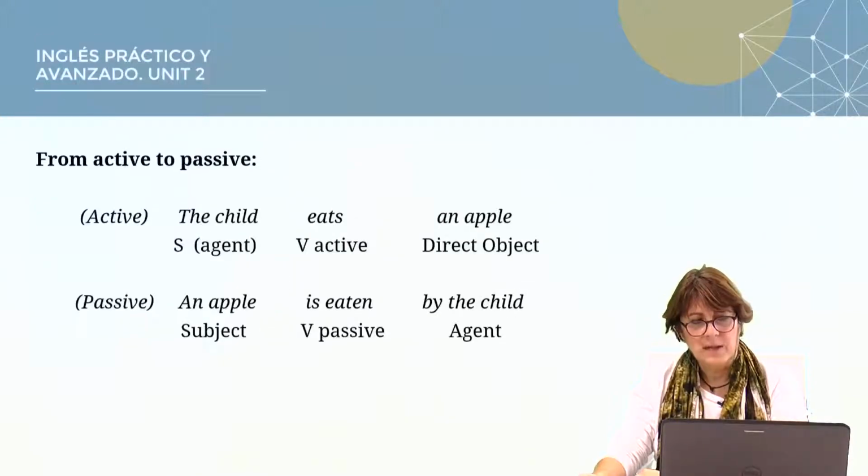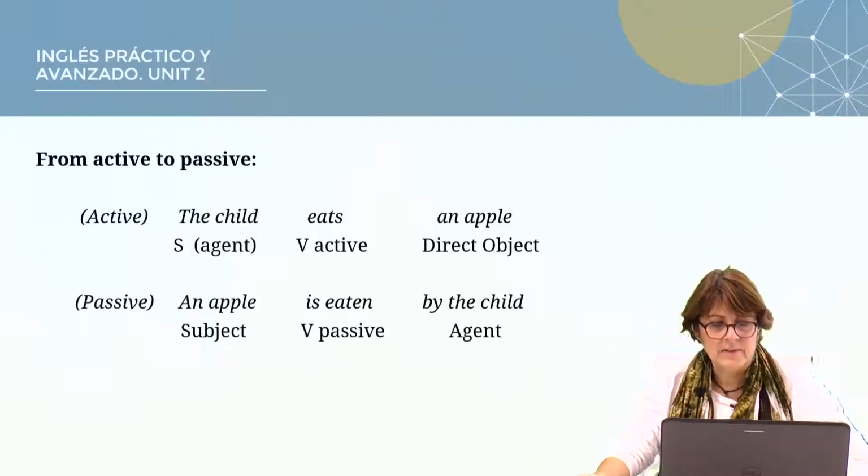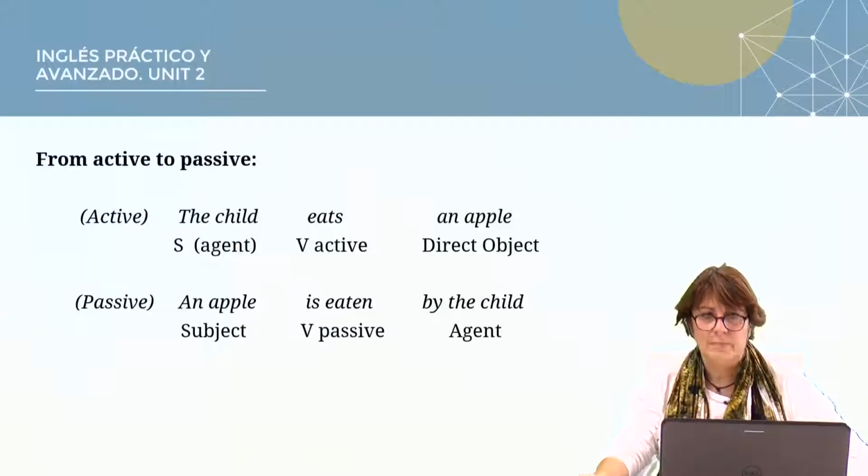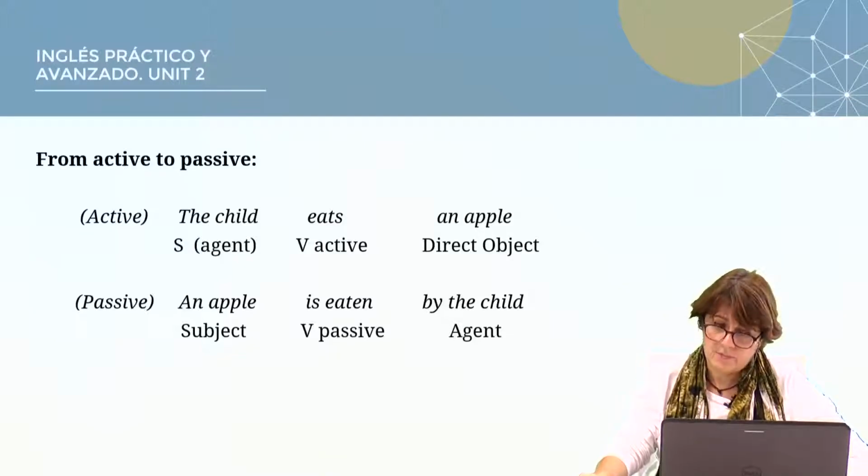So from active to passive, remember that, for example, in this case, the child eats an apple. It's a present, it's an active. The direct object is an apple. And the passive, it's an apple. So the direct object now is the subject.